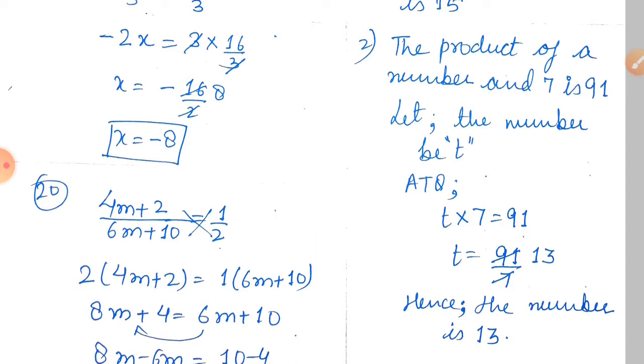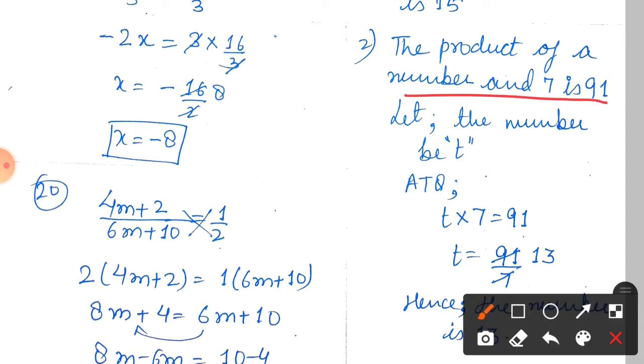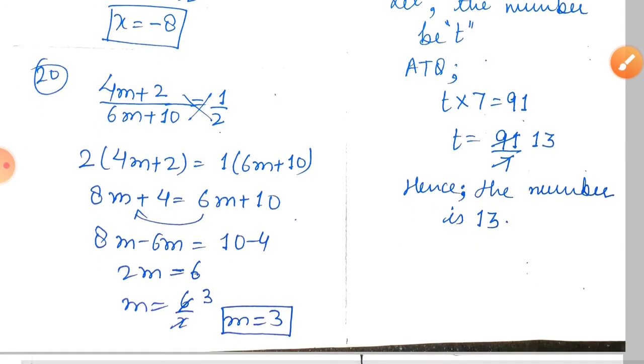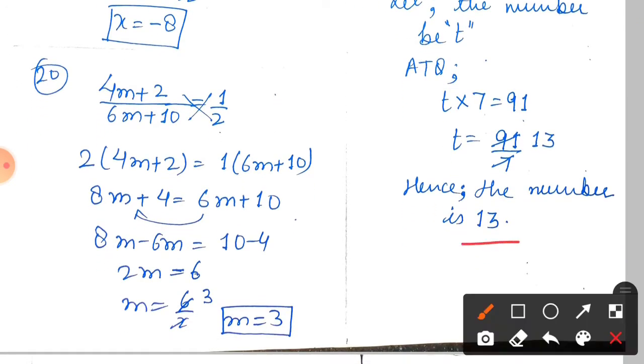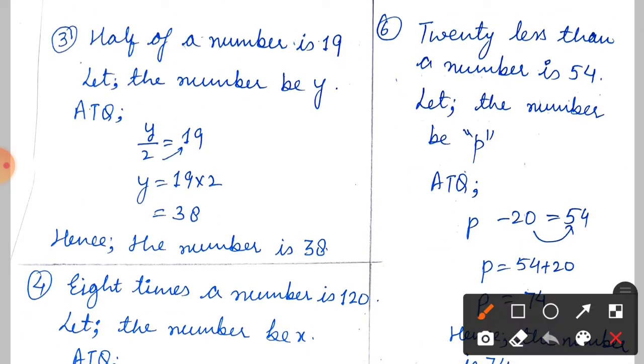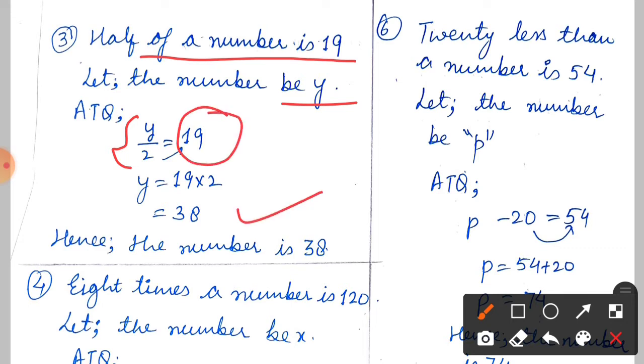Now in question number 2, the product of a number and 7 is 91. So let the number be t, you can assume any variable. So according to the question, the product of the number and 7, that is t into 7, is 91. So again the method of transposition is applied and after simplification we get the number as 13. Now come to question number 3. In question number 3, half of a number is 19. Any number is there whose half is 19. So let the number be y. Its half will be y by 2 and it is given in the question, it is 19. So the value of y is 38.